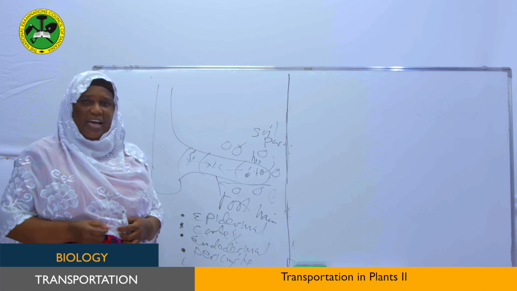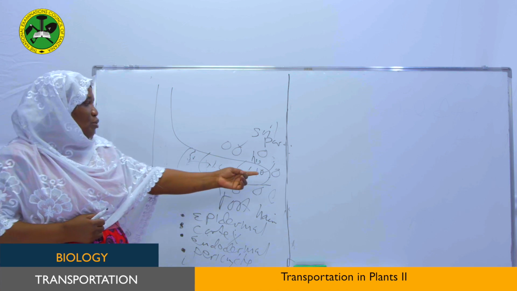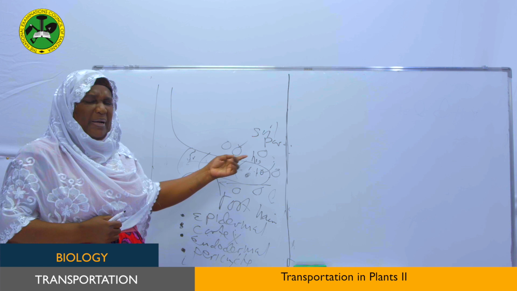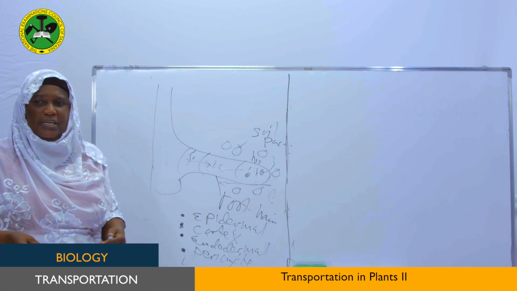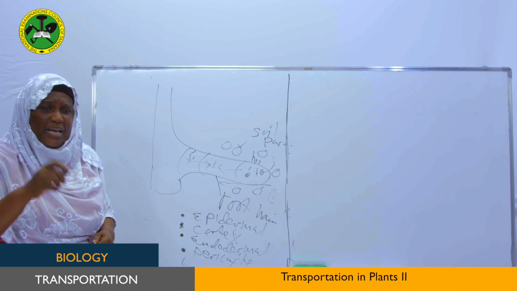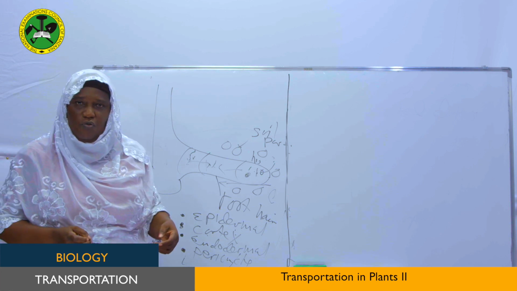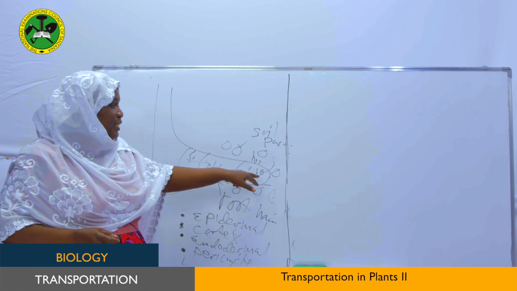So this is how water and mineral salts move. But mind you that for the case of water, osmosis will take place here. But how about minerals? How about mineral salts? For the case of mineral salts, it depends on the concentration of salts in the first cell here.